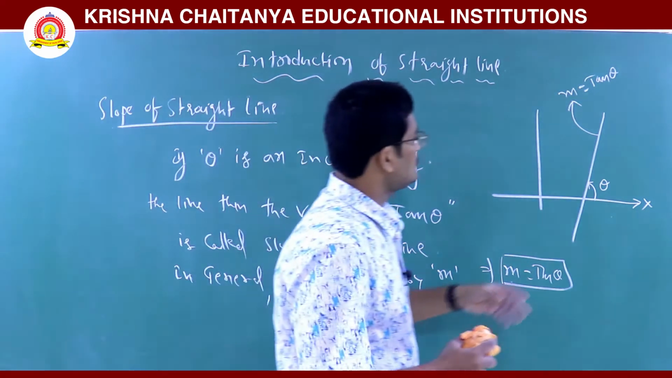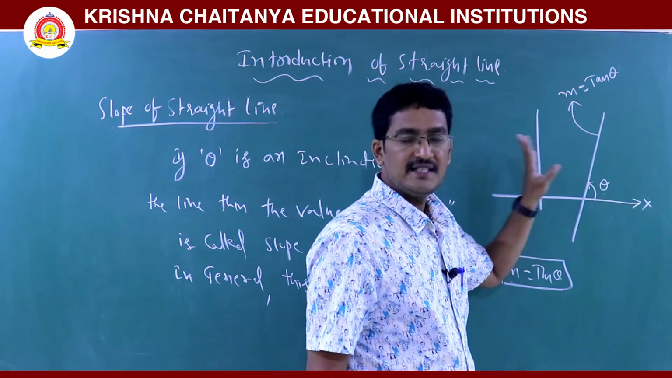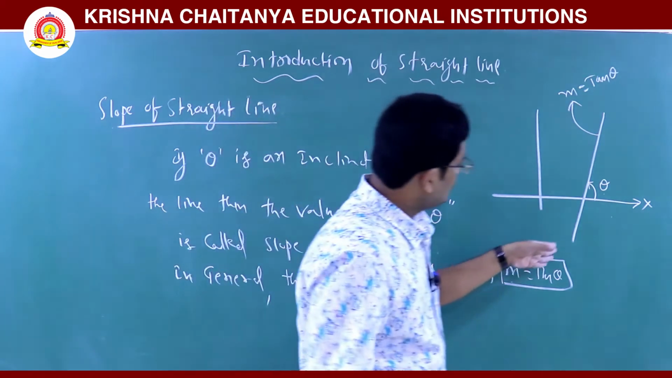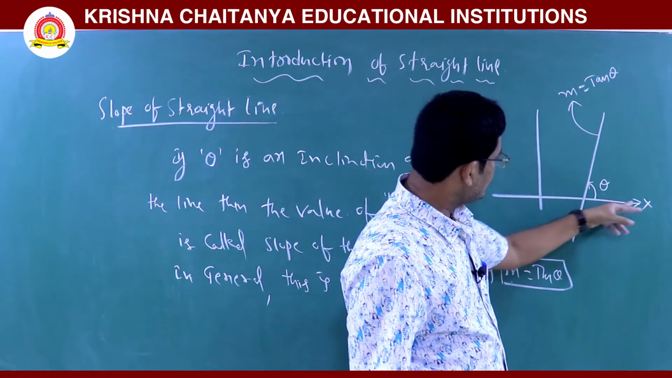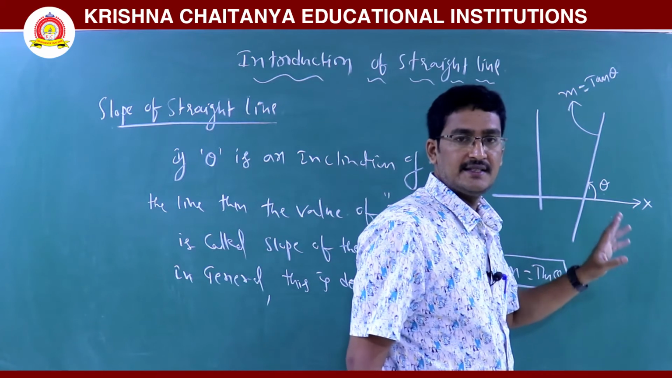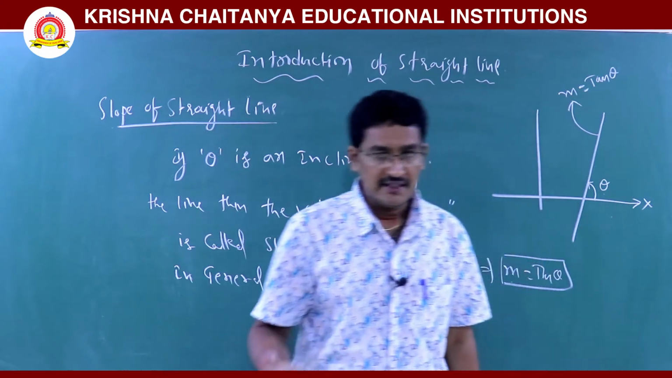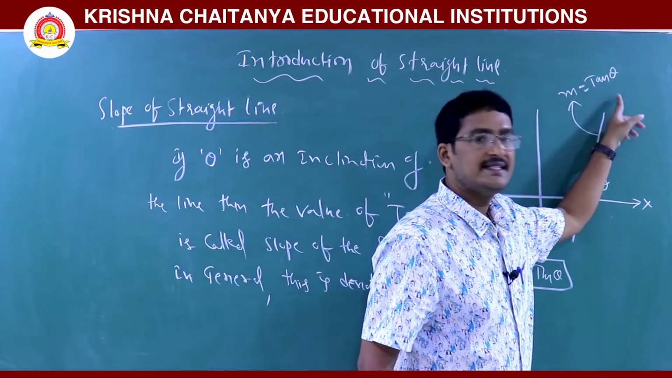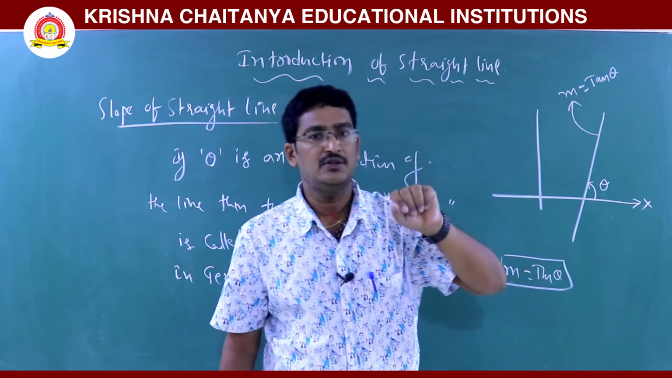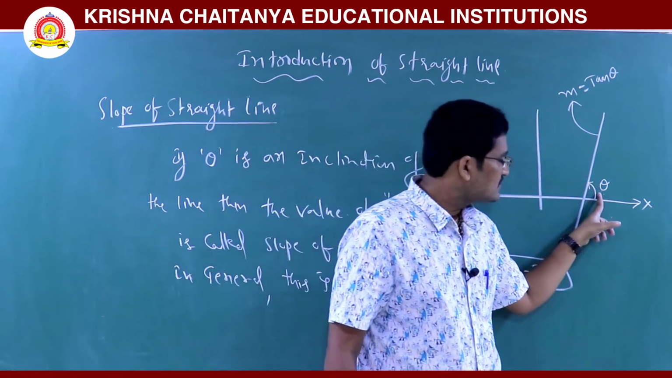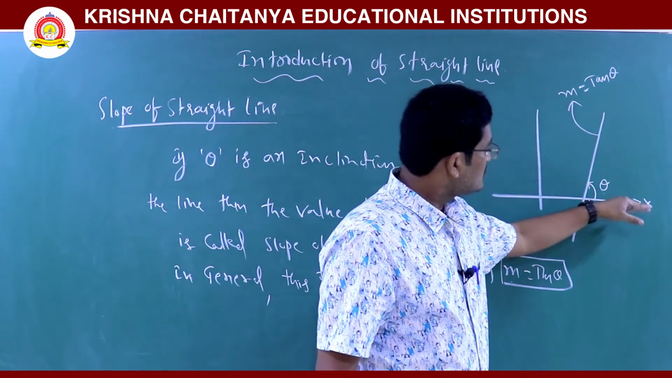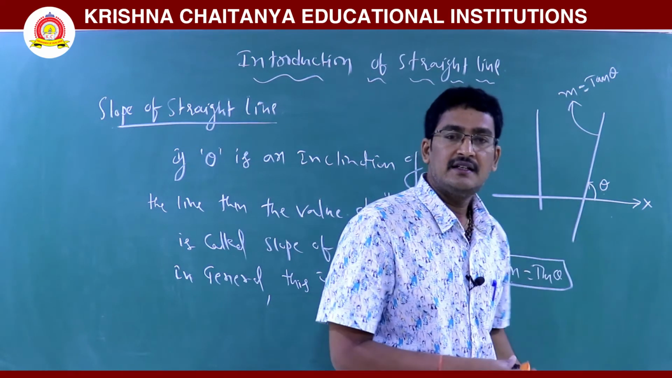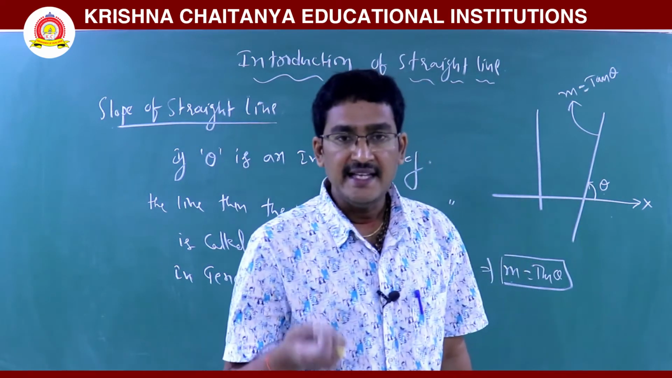If theta is equal to 0, then what is m? If theta is equal to 0, then what about this line? This is the line coincident with the x-axis, nothing but x-axis. If theta is equal to 0, then the line should be x-axis. If theta is equal to 0, then what is the slope? Tan 0. Tan 0 value is 0. That means if theta is equal to 0, then the line is coincident with x-axis, then the line is nothing but x-axis. The slope of x-axis is tan 0.